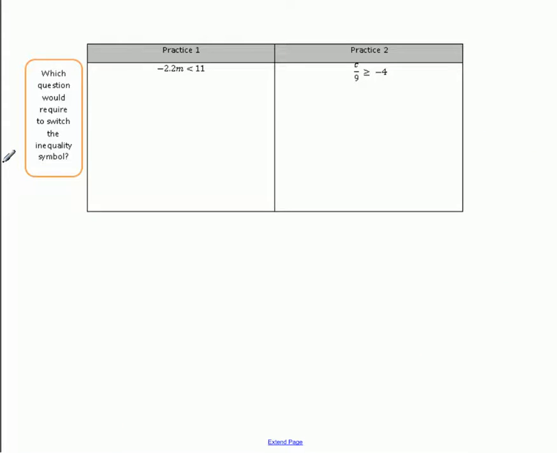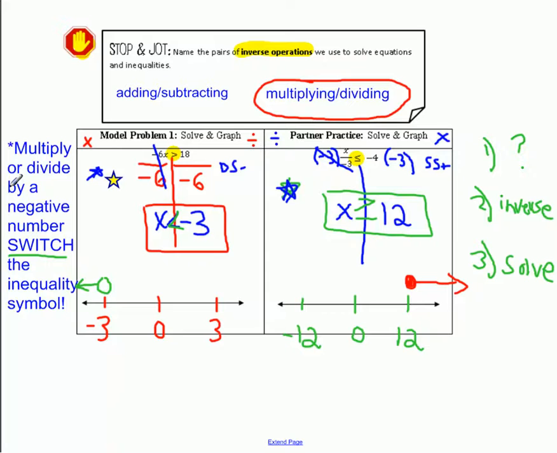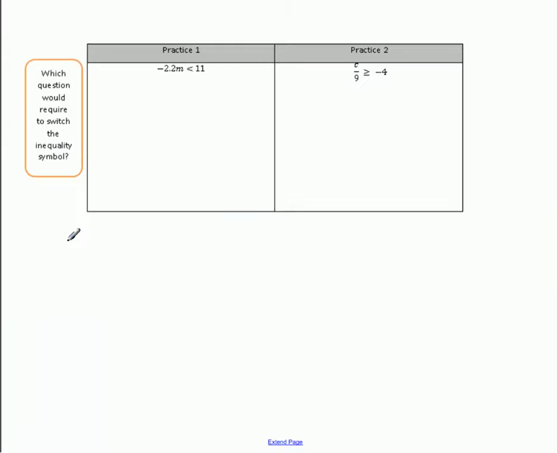All right, now, since you worked with your side-to-side partner, I want you now to work with your front and back partner, if it works out, and if not, Ms. Freifeld and the sub will adjust, so take it easy. Your partner and you are going to discuss which question, practice 1 or practice 2, is going to require you to switch your inequality symbol. Only one of them does. Your job is to figure out which one. Remember, I only switch when I am multiplying or dividing by a negative number. So that's your job, to figure out which one it is.